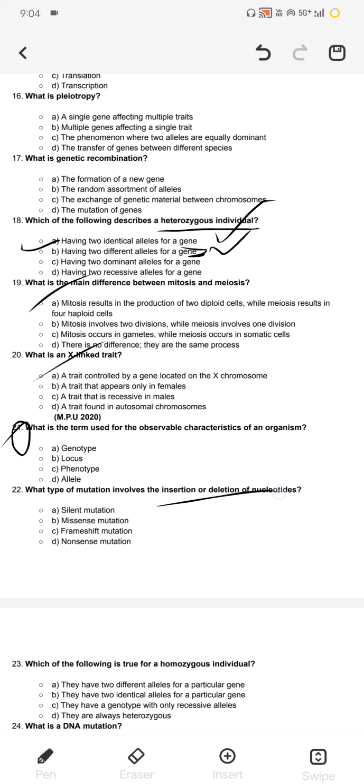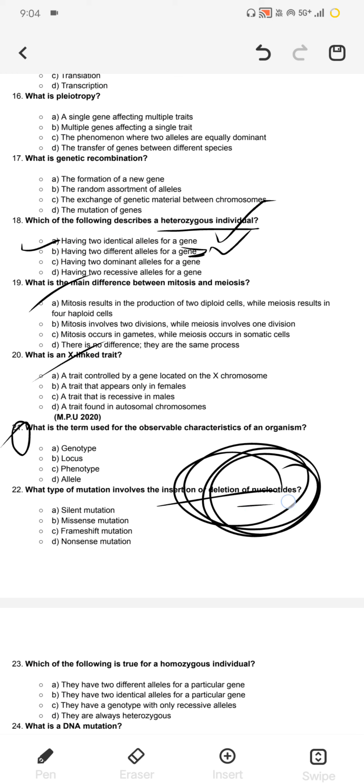What type of mutation involves the insertion or deletion of nucleotides? Nucleotides become inserted or deleted. The options are silent mutation, missense mutation, frame shift mutation, nonsense mutation. So the right option here is C, frame shift mutation, shifted.